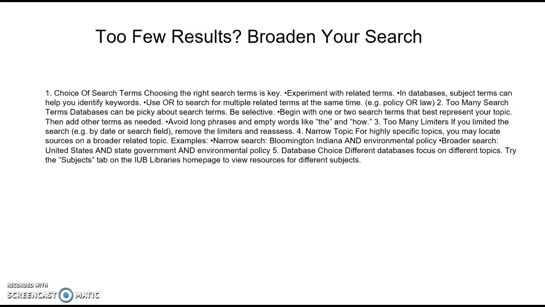If you have too few results, you're going to broaden your search. Choosing the right search term is key. Experiment with related terms, synonyms. In databases, subject terms can help you identify keywords. Use OR to search for multiple related terms at the same time, like policy or law.